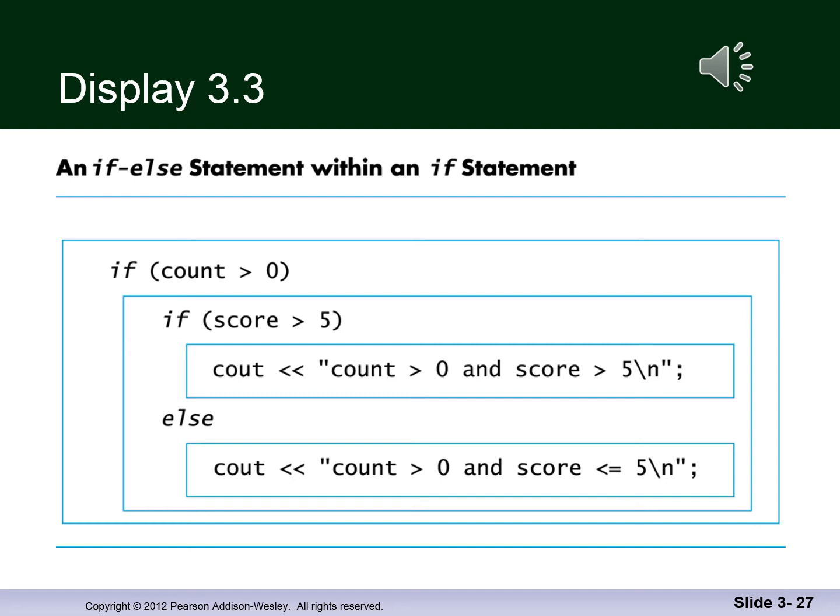So here we have display 3.3, which is an if-else statement nested within an if statement. Now if count is not greater than 0, in other words, if that expression is evaluated as false, it skips over the nested if-else statement. However, if it's true, it drops down to another condition evaluated: if score is greater than 0, cout that statement. If score greater than 0 is false, it goes to the else of the nested if. That else is paired with the nested if, not the original if.